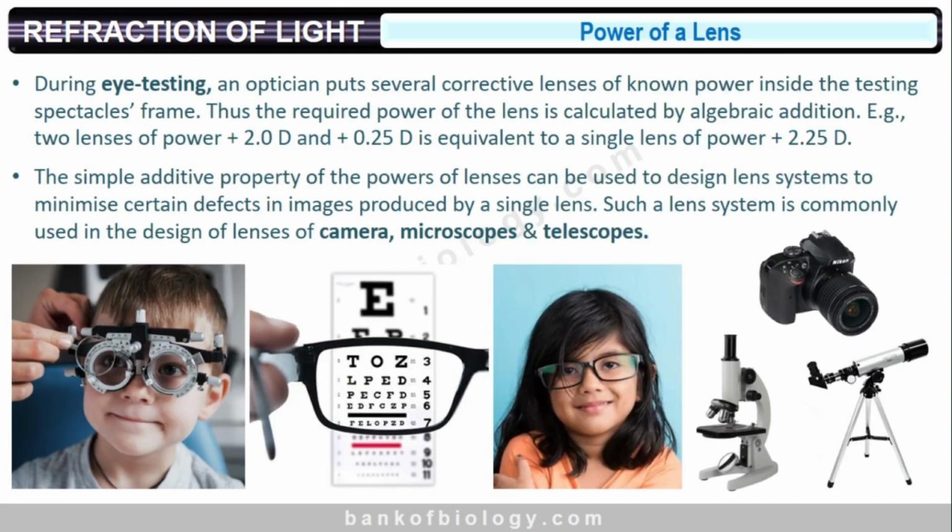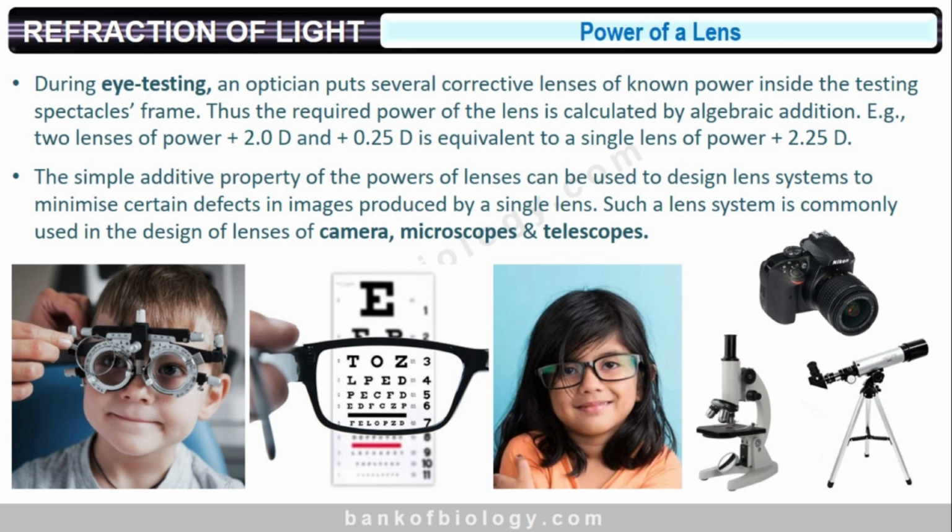During eye testing, an optician puts several corrective lenses of known power inside the testing spectacle frame. Thus, the required power of the lens is calculated by algebraic addition. Two lenses of power plus 2.0 D and plus 0.25 D are equivalent to a single lens of power plus 2.25 D.